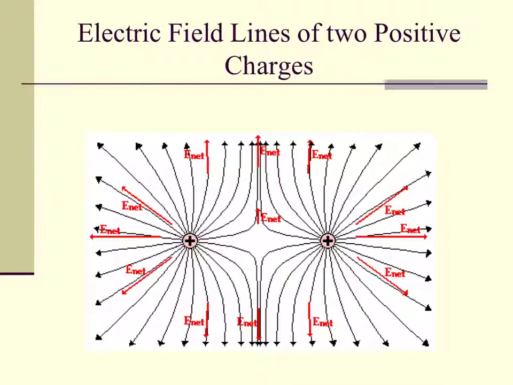Now here we have two positive charges, and you know if you have two positive charges, they're going to repel each other. The red net force vectors are showing you what would happen with the sum of both of those charges.